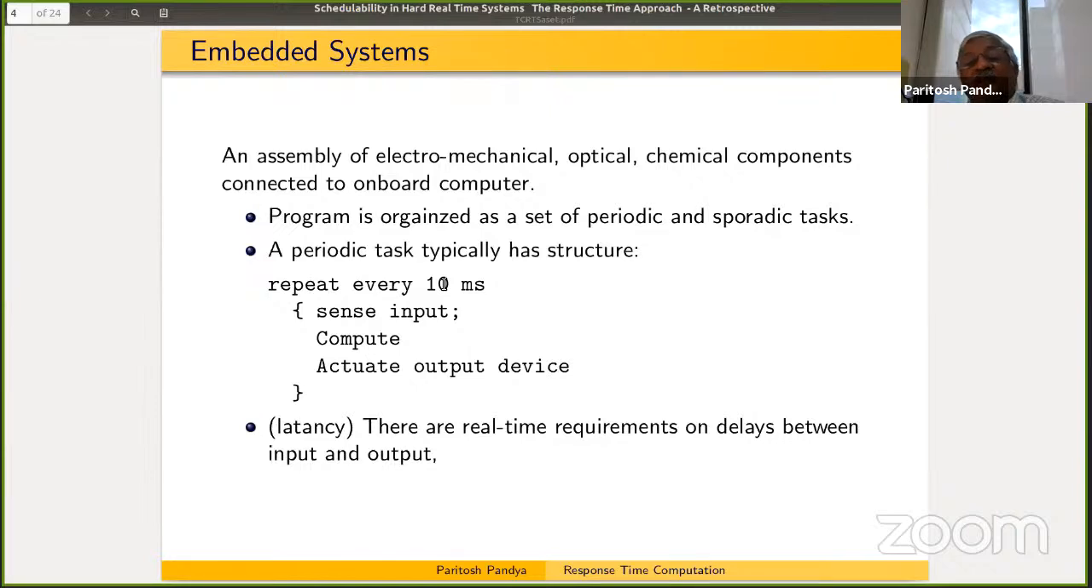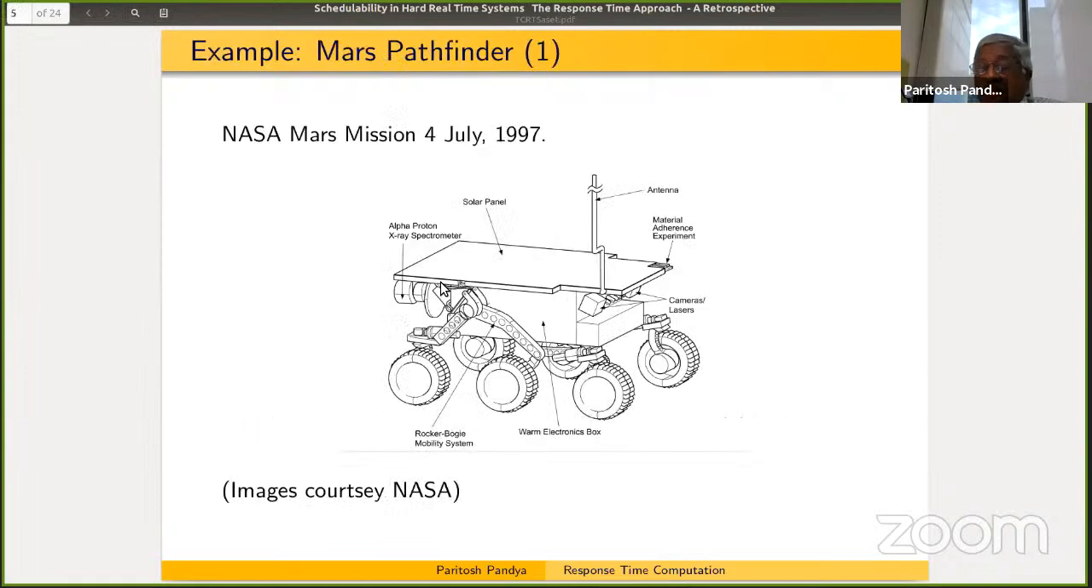To justify that this is the typical structure of an embedded system, let me give you the example of Mars Pathfinder. This was part of the NASA Mars mission in 97, where they sent a lander which landed on Mars, and then the rover, the Pathfinder, separated from it and explored the conditions on Mars. This is the design of that. You can see it has a material adherence experiment. At the back, there is an alpha proton X-ray spectrometer. There's a solar panel and an associated system which does the power management, because power is critical in such an environment. There is an antenna for communication, which lets it communicate with the lander. And of course, there is the mobility system, the motors which will make this move.